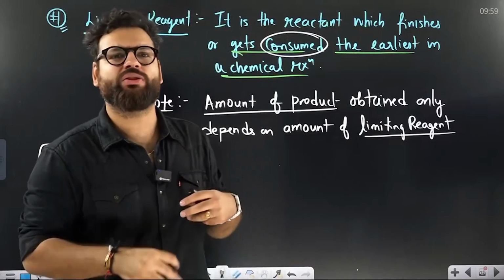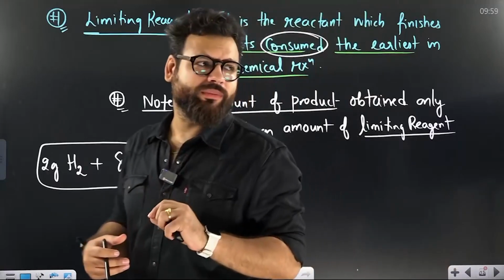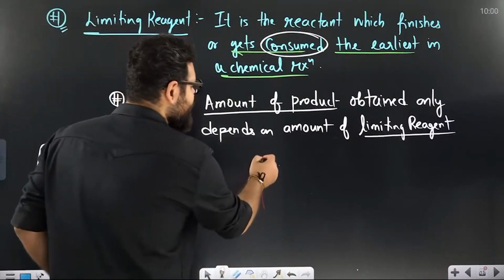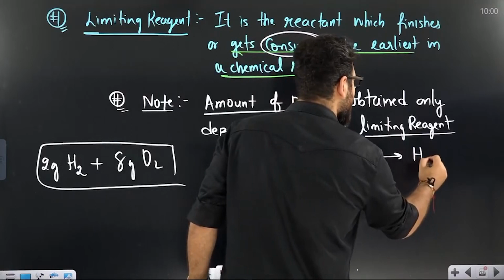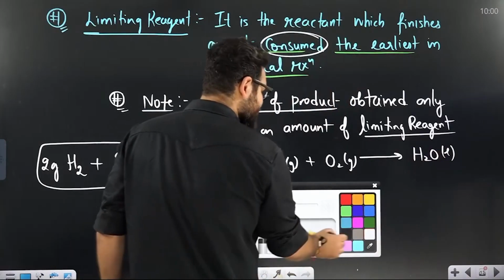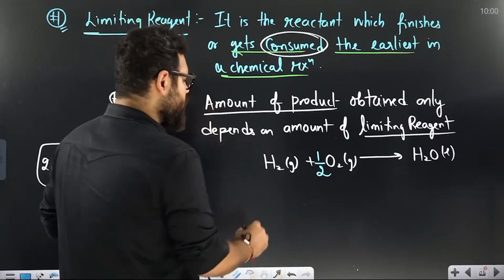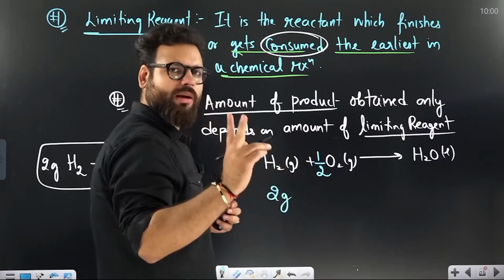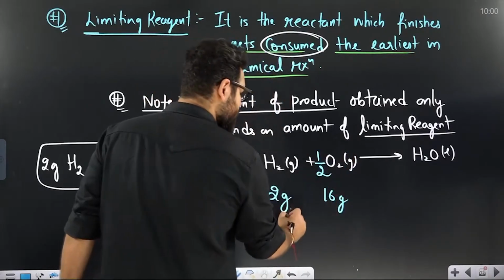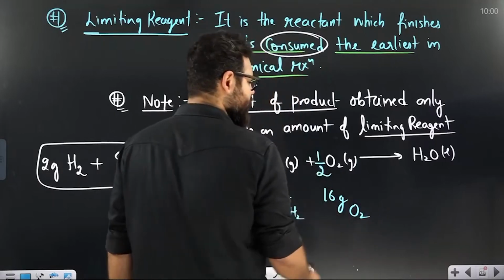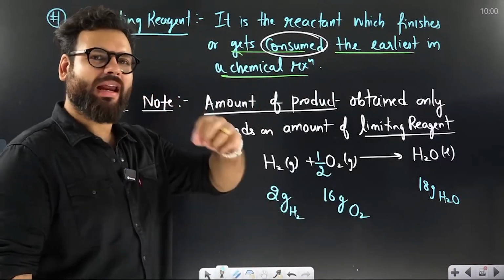How do you know whether hydrogen or oxygen will get consumed? It will depend on the reaction. You tell me, what is the reaction? H2 gas reacts with O2 gas to give H2O. I can balance it like this: H2 gas plus half O2 gas gives 1 H2O. That means 2 grams of hydrogen react with 16 grams of oxygen to give 18 gram of water.